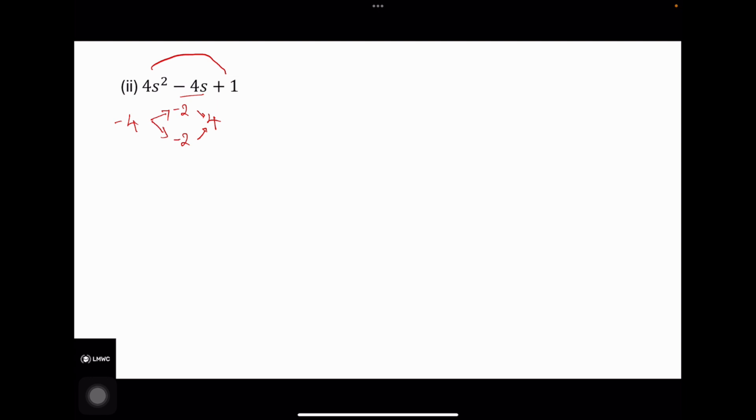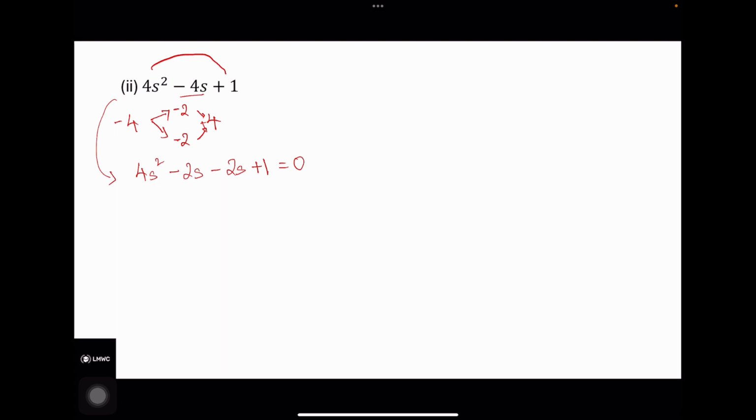So -2 and -2, minus and minus, you will always add the numbers and you will put the negative sign. Similarly, minus times minus, if you take the product, it will always be positive. So 2 times 2 is 4, which means our next step will be 4s squared. So instead of writing minus 4s, I'm going to replace it with minus 2s, again minus 2s, and then plus 1.